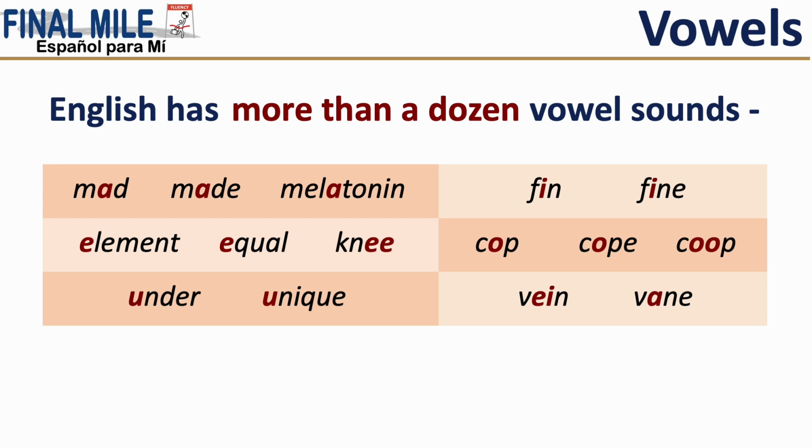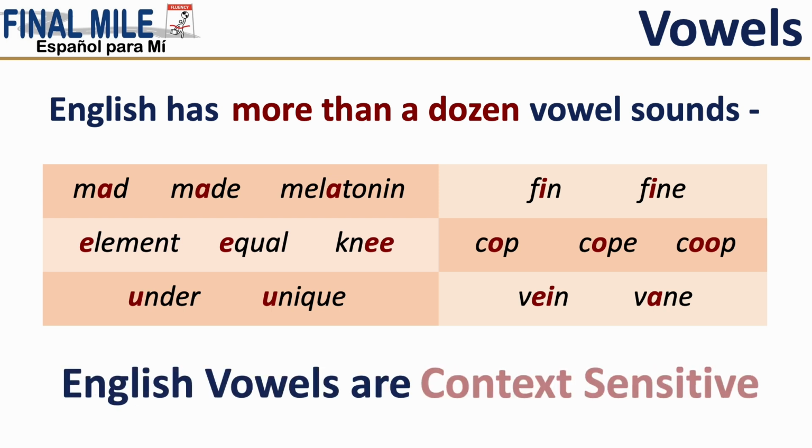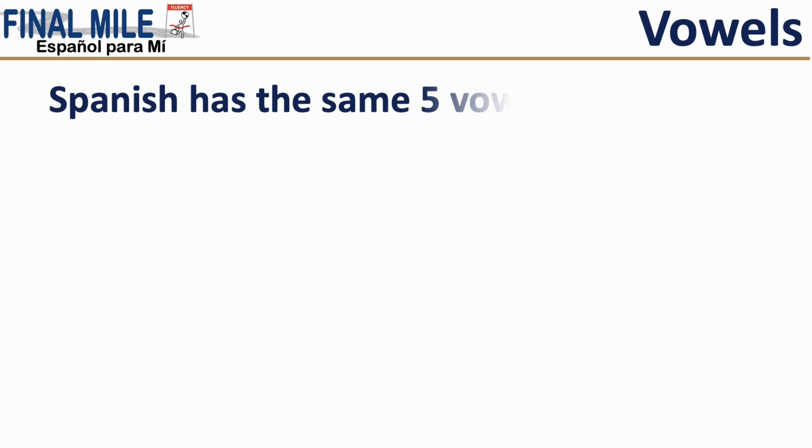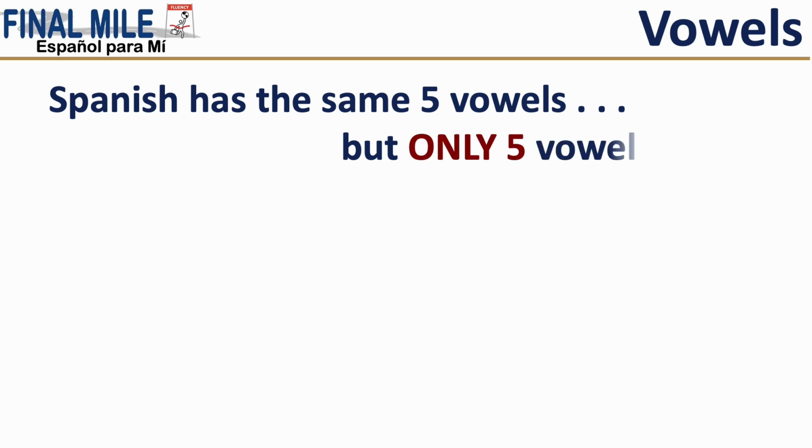The vowels in Spanish are, for the most part, context insensitive, okay, meaning they don't change. And the reason I hesitate there a little bit, because you already know that the U sometimes is silent, right, after Q and between G and E and G and I, okay? But other than that, they will always sound the same. So this is what I just mentioned. English vowels are context sensitive, meaning depending on where they are in the syllable, they can change their sound. Same 5 vowels in Spanish, but only 5 vowel sounds.